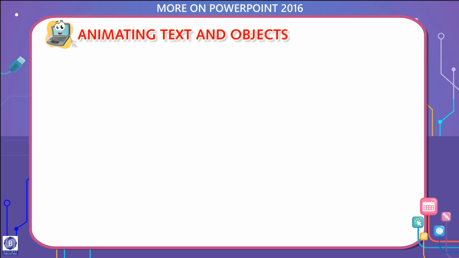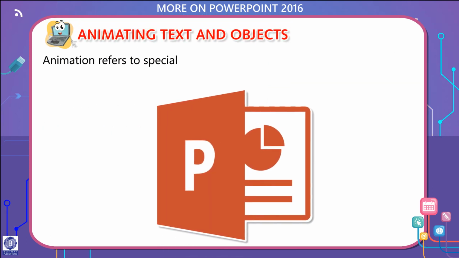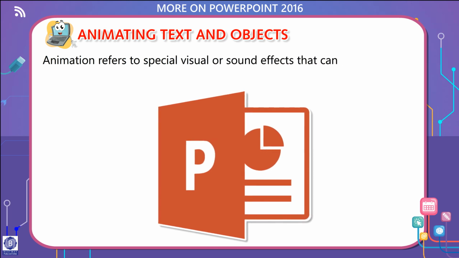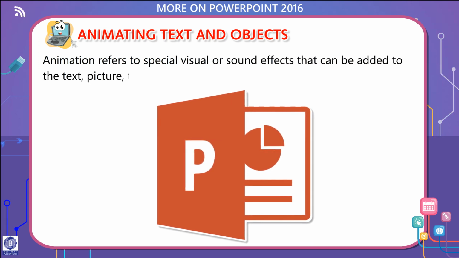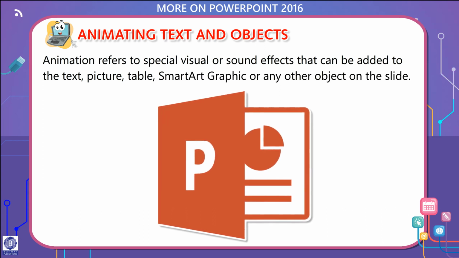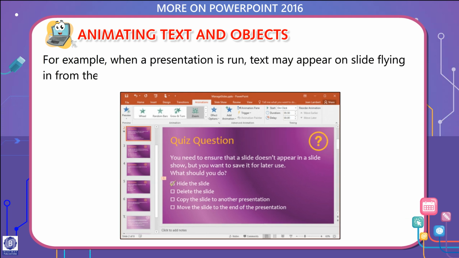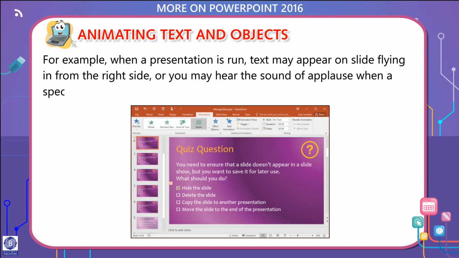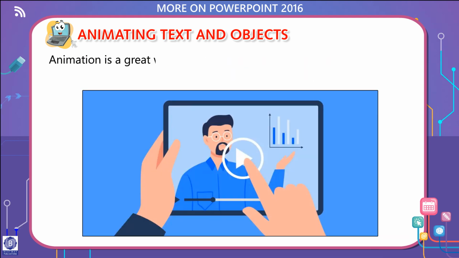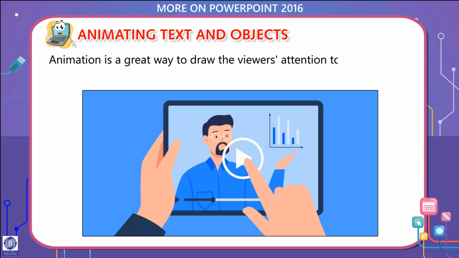Animating text and objects. Animation refers to special visual or sound effects that can be added to the text, picture, table, SmartArt graphic or any other object on the slide. For example, when a presentation is run, text may appear on the slide flying in from the right side, or you may hear the sound of applause when a specific picture appears on the slide, etc. Animation is a great way to draw the viewer's attention to important points in your presentation.